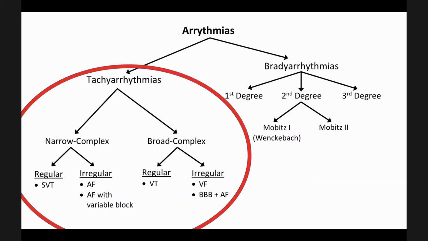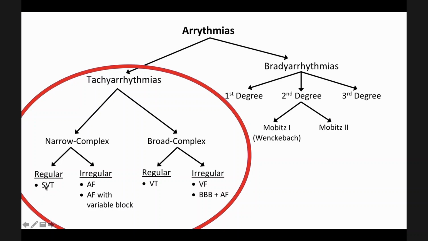If it is less than that, you call it a narrow complex. But if it is more than that, if the small squares is more than 2.5, then you call it a broad complex. So this narrow complex or broad complex depends on the QRS width. Narrow complex or broad complex is again divided into regular narrow complex, irregular narrow complex, regular broad complex, irregular broad complex. What are the regular narrow complex tachycardias?